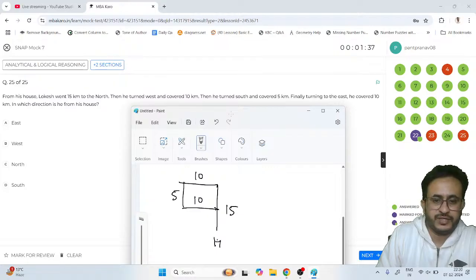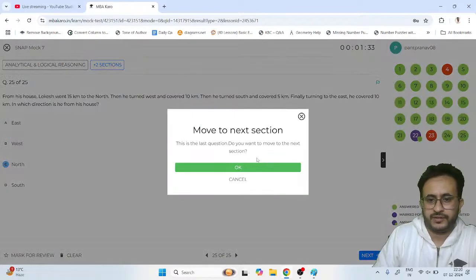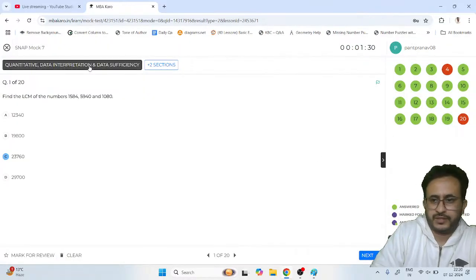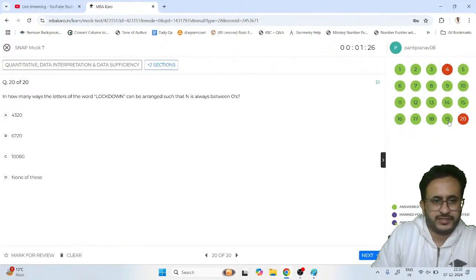So this is his house. He is to the north of his house. Okay, that one is done too. So we'll come back to this question itself, and we'll see if we are able to manage some questions.